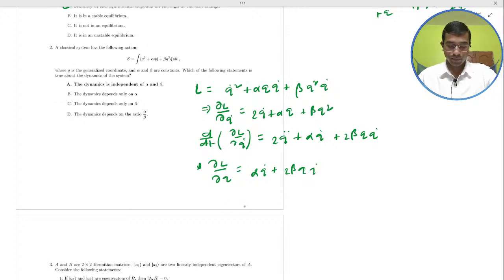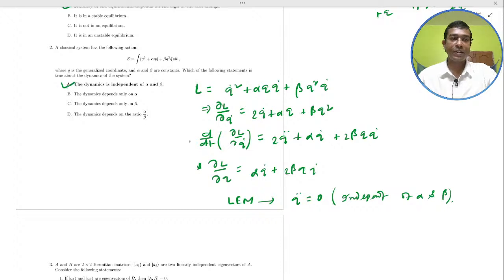so the Lagrangian equation of motion is q double dot equal to 0. It is independent of alpha and beta. This will be the answer. The dynamics, meaning the equation of motion, is independent of alpha and beta. Option A is the correct one.